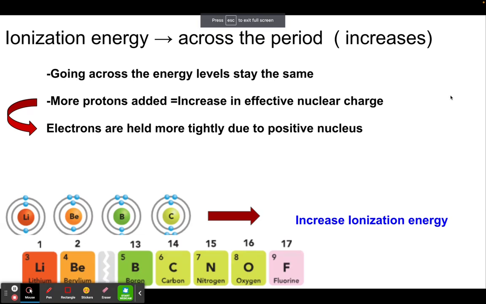When you go across a period, we have the same number of energy levels. However, we are adding more protons. When you add more protons, you increase the effective nuclear charge. Therefore, these outside electrons are held more tightly. If they are held very tightly, it's hard to remove them, so it takes a lot of energy to remove them. Therefore, when you go to the right, the additional protons cause an increase in ionization energy. Another way to say that is when you go to the right, the extra positive charge holds the electrons tighter, making it more difficult for them to be removed.